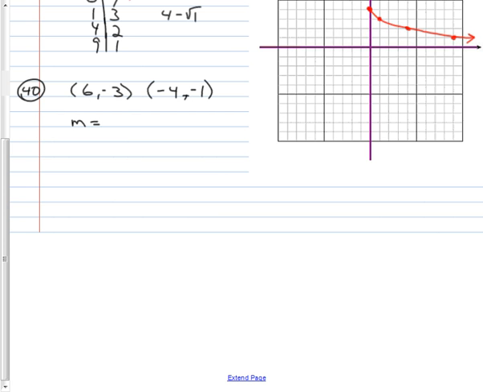Y sub 2 minus y sub 1, negative 1 minus negative 3, over x sub 2 minus x sub 1, negative 4 minus a 6. Let's see, subtracting negatives we add. Negative 1 plus 3 is 2. Negative 4 minus 6 more is a negative 10. Reduce that fraction to negative 1 over 5, negative 1/5. There's the slope of that.